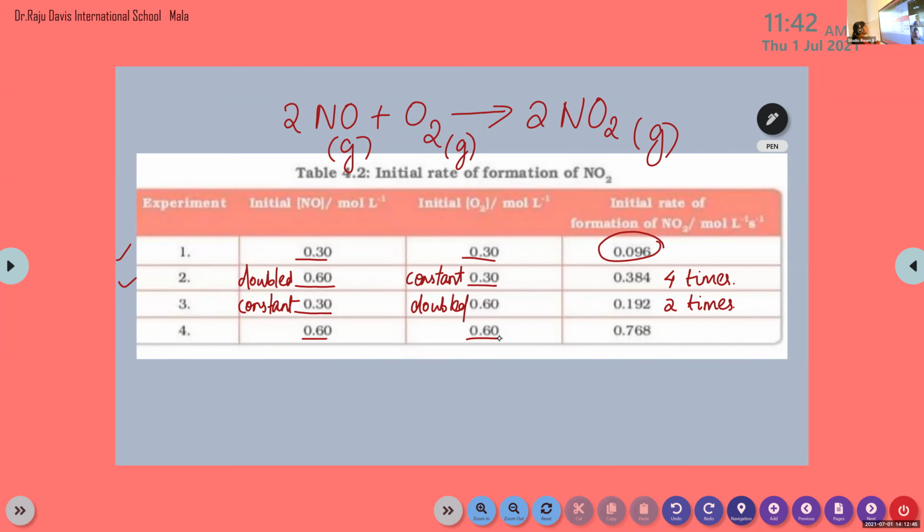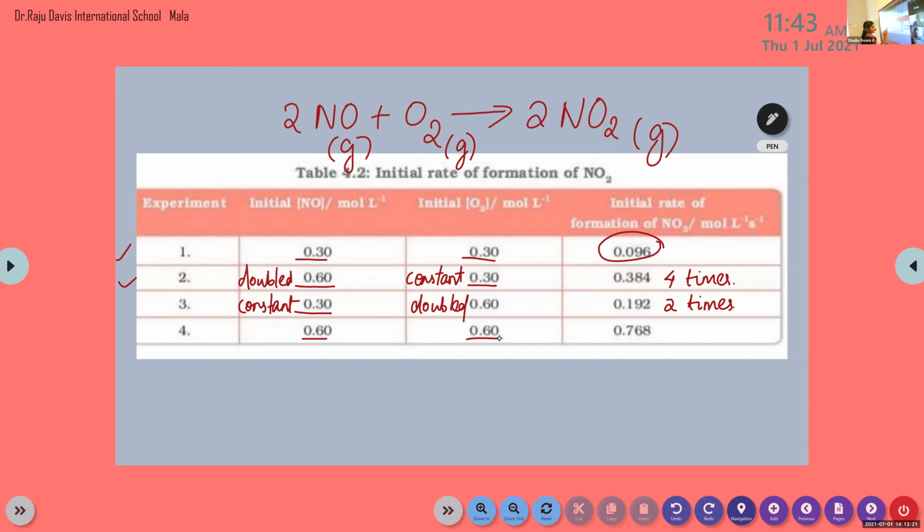So in the first case we take the concentration of both reactants as the same. In the second case only the concentration of NO is changed, that means doubled, and the concentration of O2 remains constant. In the third case the concentration of NO is constant and the concentration of O2 is doubled. In the fourth case both remain the same. Comparing the second case with the previous one, the rate increases by 4 times, and in the third case, by 2 times.